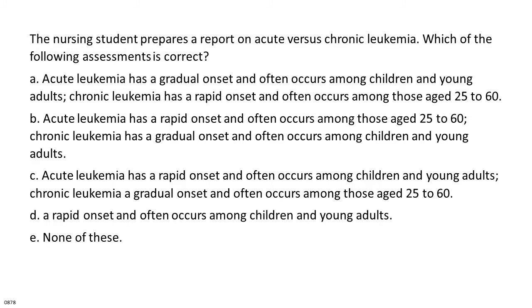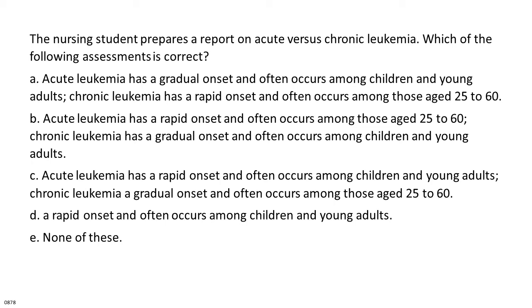The nursing student prepares a report on acute versus chronic leukemia. Which of the following assessments is correct? A. Acute leukemia has a gradual onset and often occurs among children and young adults. Chronic leukemia has a rapid onset and often occurs among those aged 25 to 60.